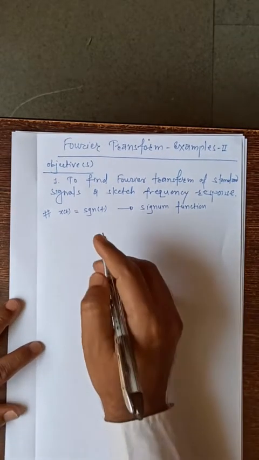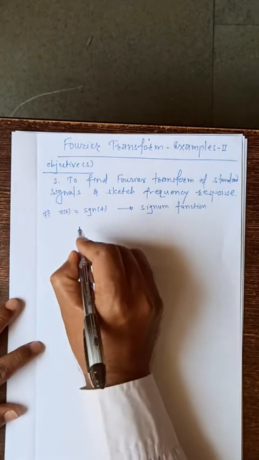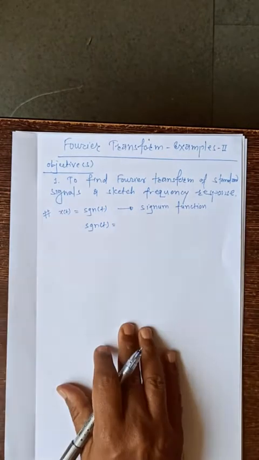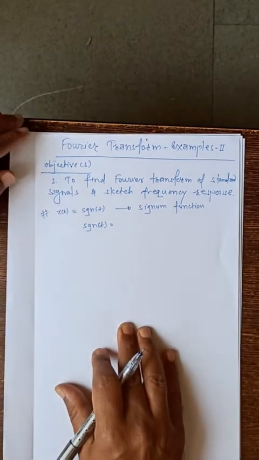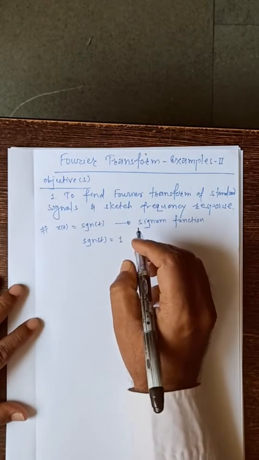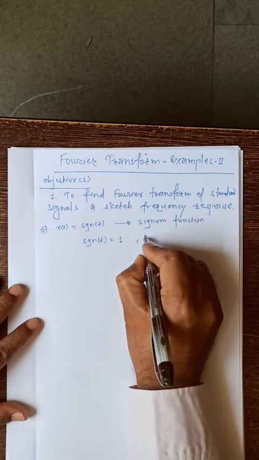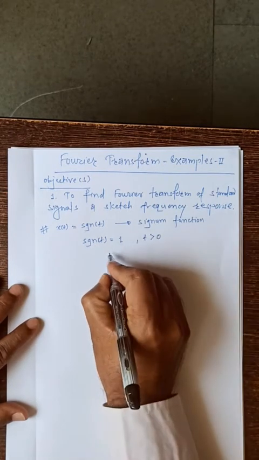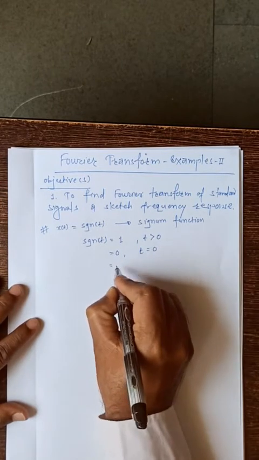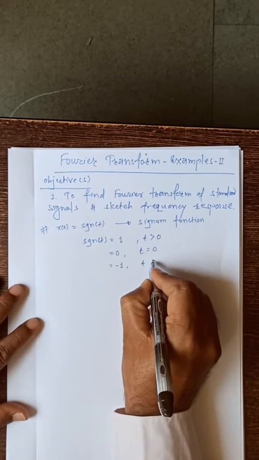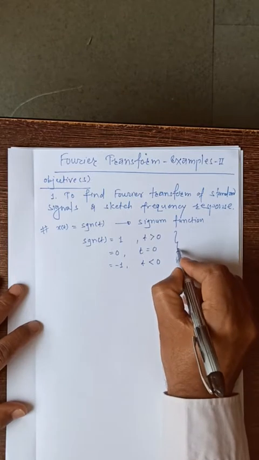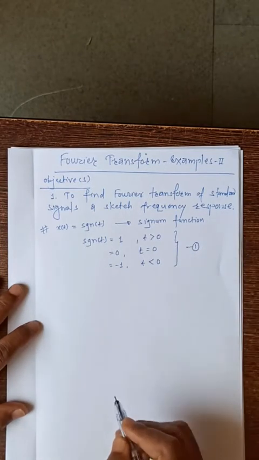So we'll start with the definition of sgn(t). sgn(t) is equal to 1 for the values of t greater than 0. It is equal to 0 when t equals 0. It is equal to -1 when t is less than 0. So this is the definition of this signal. Let it be equation number 1.